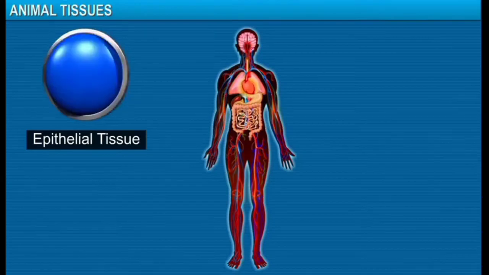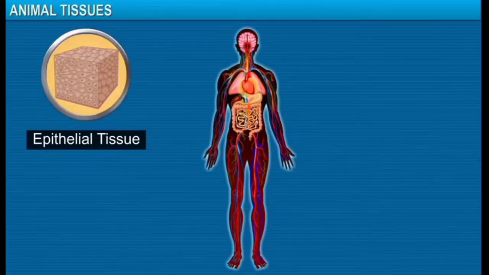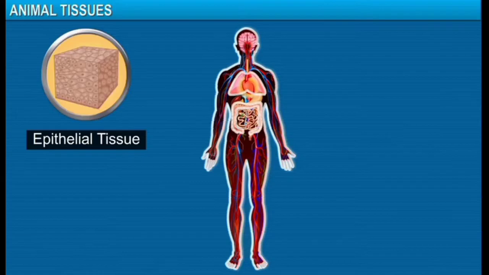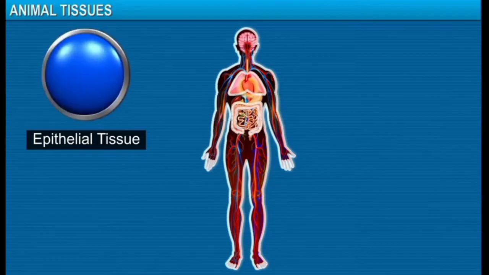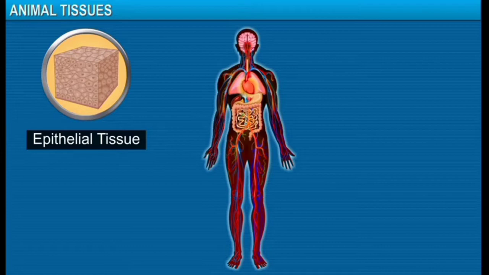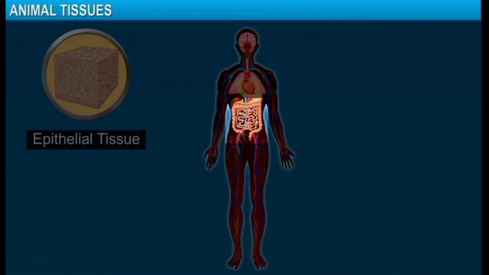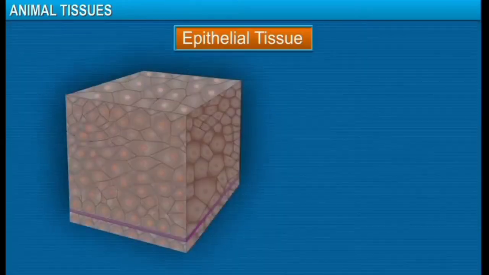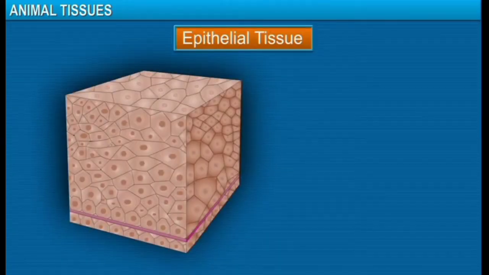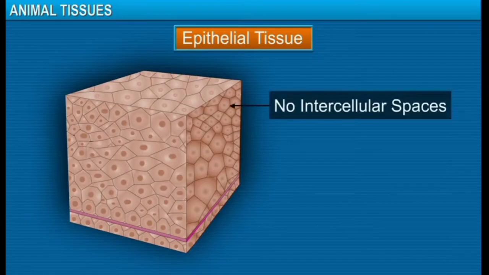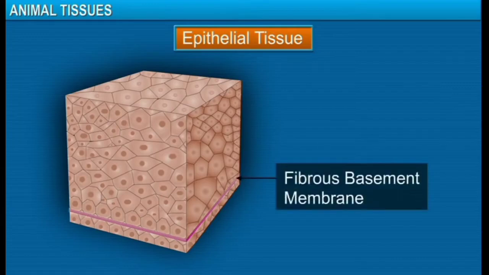Here is the epithelial tissue. These tissues form a protective layer for organs. Epithelial tissues act as a barrier to keep the different body systems separate. The epithelial tissues consist of closely packed cells without intercellular spaces. These tissues are separated from the underlying tissue by an extracellular fibrous basement membrane.